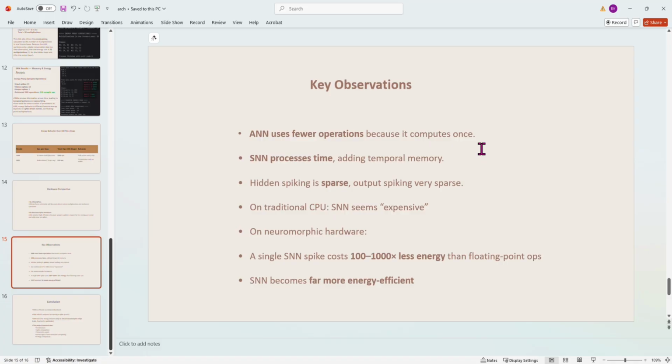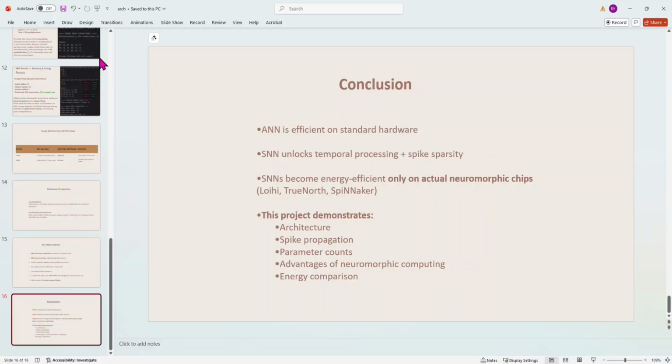On neuromorphic hardware, SNN becomes extremely efficient. A single spike can cost 100 to 1000 times less energy as compared to a floating point multiplication. SNN becomes more energy efficient. Even with the same number of parameters, energy is saved because computation happens only on spike, not continuous.